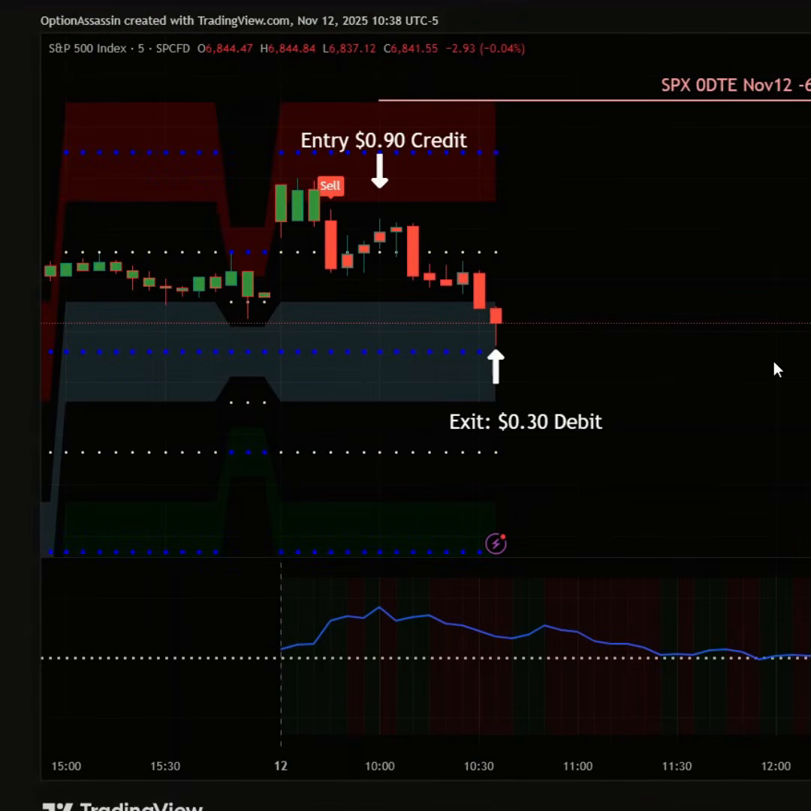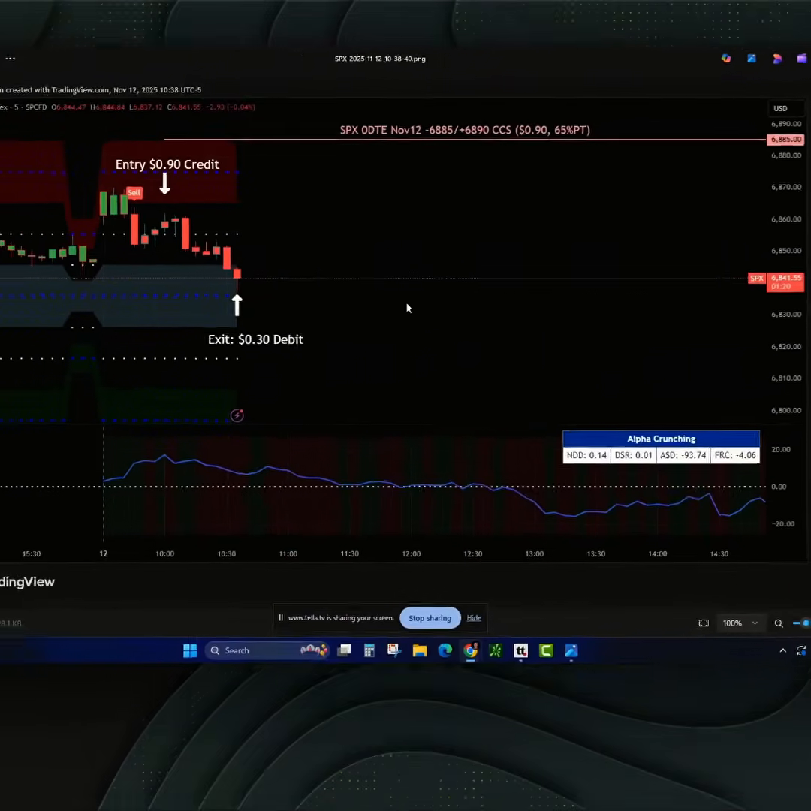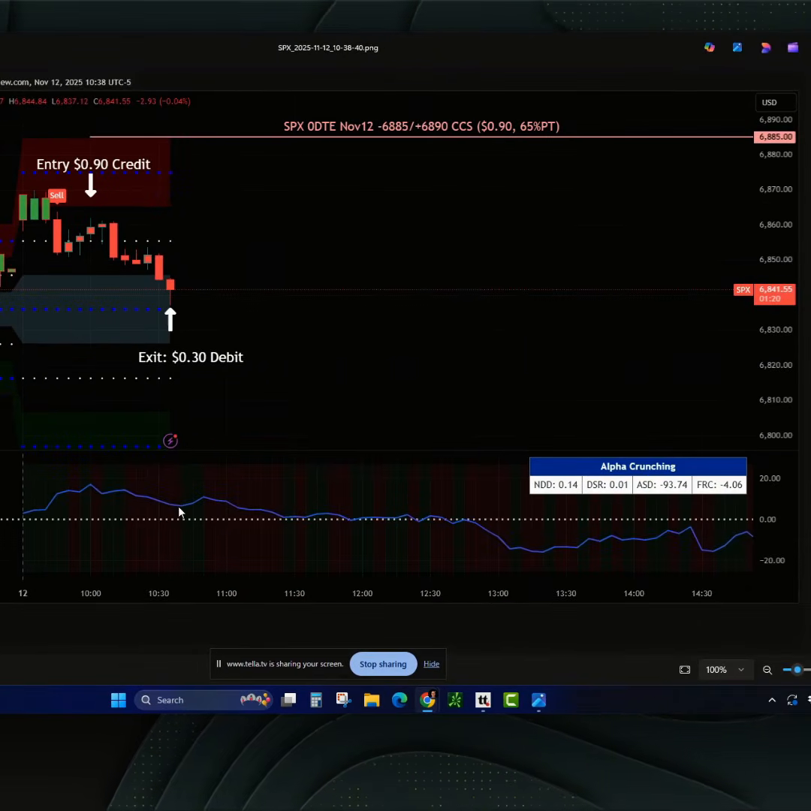Just a quick share today on this SPX 0DTE call credit spread that I took this morning. It turned out to be a quick win, and I want to walk through the setup. This trade starts with the daily forecast from Alpha Crunching. We're looking at the TradingView integration, which is below the chart here. And you can see how the forecast is projected into the future.